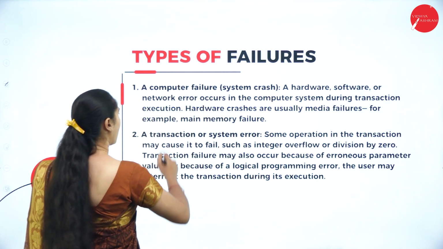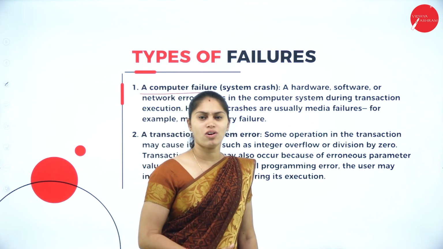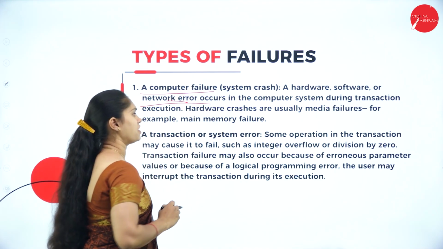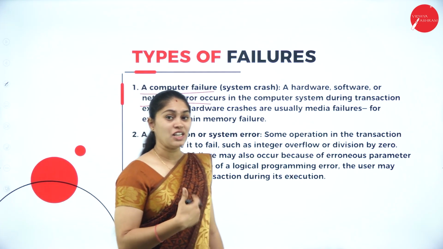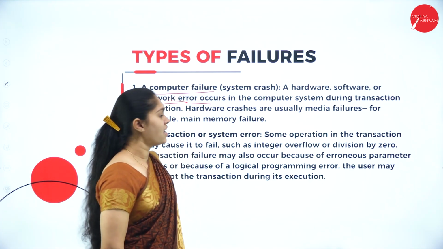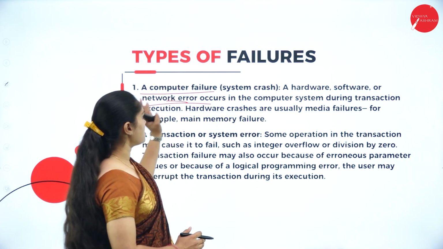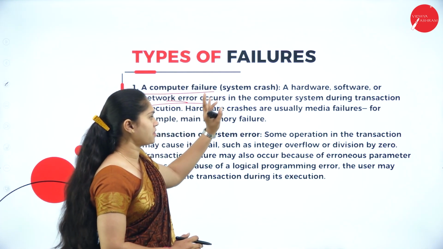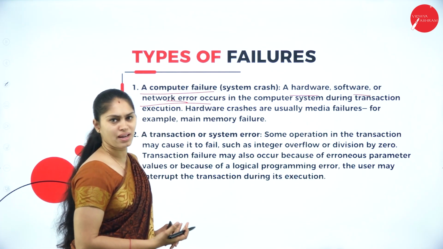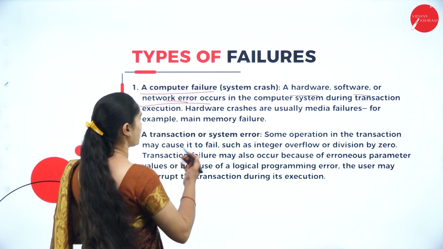In that, first we have a computer failure or a system crash. If something goes wrong with the hardware, software or any network error occurs in the computer during a transaction, or in the middle of a transaction, then we call that kind of failure a computer failure or a system crash. Something wrong with the hardware or software or any network issues may occur at the time of transaction execution.